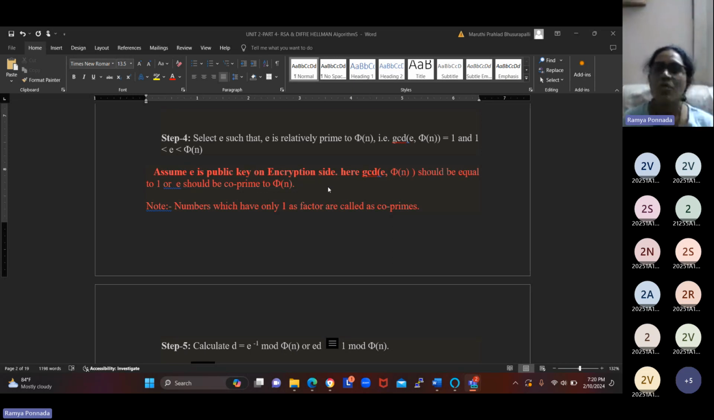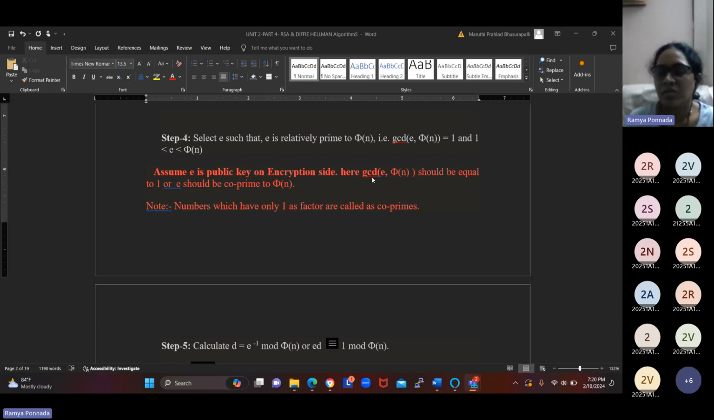Okay, so here what you need to do? GCD of E comma phi of n. Anytime on your encryption side, you are going to be giving key and your plain text, right? But here for your public key evaluation, you are going to be doing a GCD operation. These steps are already written by default, so we just need to understand how it has been computed.